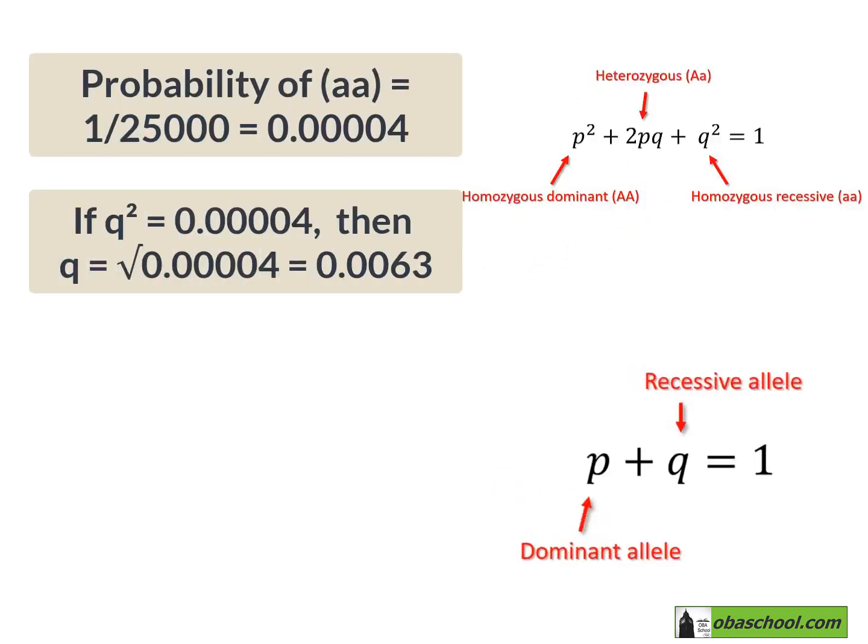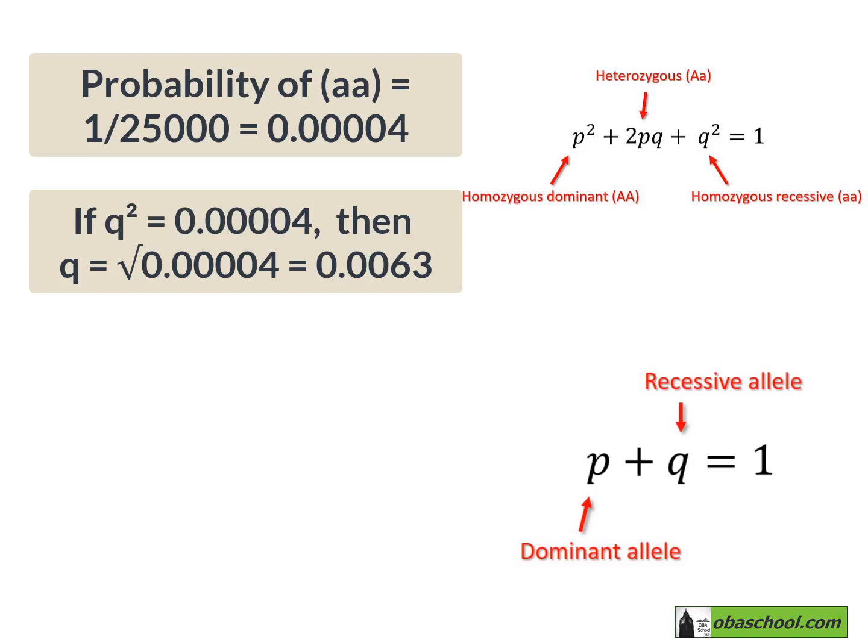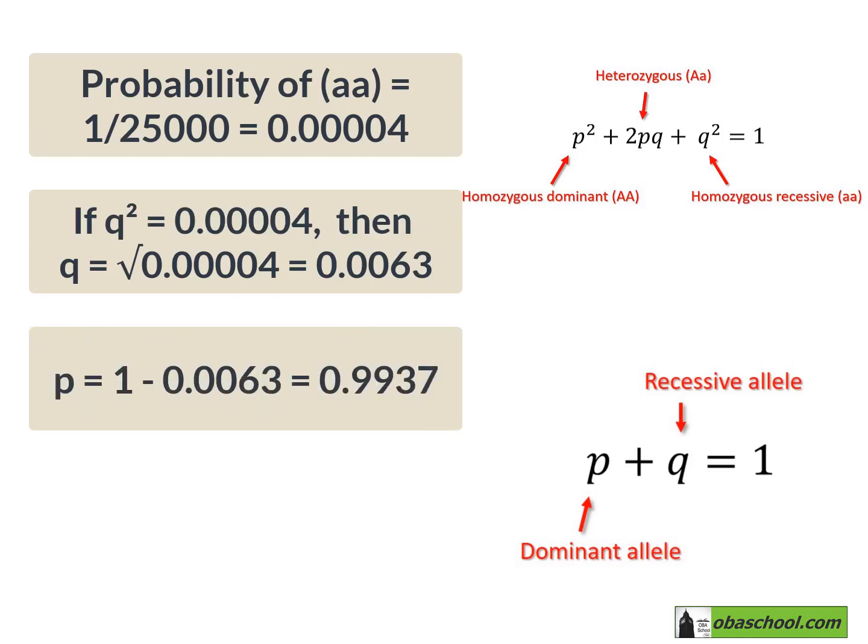Now we know that the probability of both alleles, capital A and small a, is P plus Q, which is equal to 1. So, in order to calculate P, which is the probability of having the dominant allele, we calculate 1 minus 0.0063, which is equal to 0.9937.